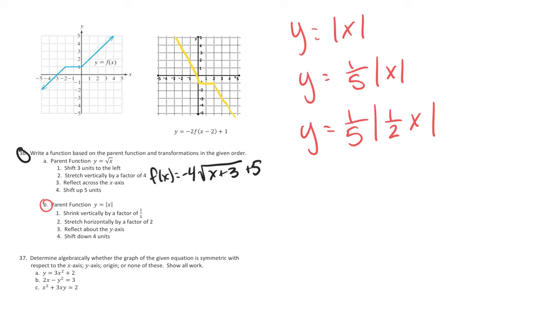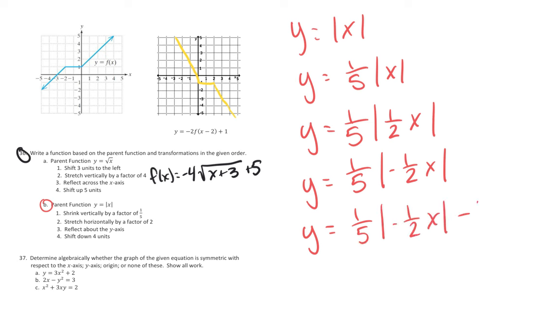Then our next transformation is going to be reflect about the y-axis. So remember, our x-axis is on the outside, our y-axis is on the inside. So then we have a -1/2 x. And then our last transformation is to shift it down by 4. So we're going to subtract 4 on the outside. And so our final function will be y equals 1/5 the absolute value of -1/2 x, minus 4.